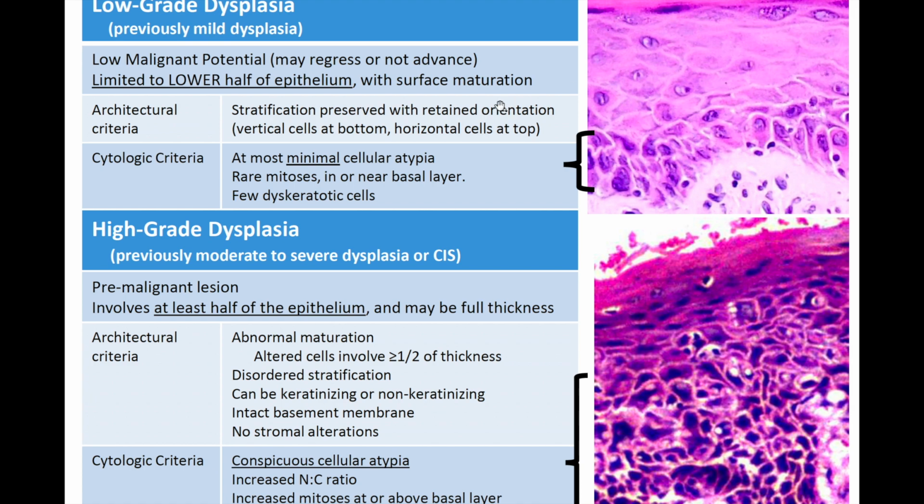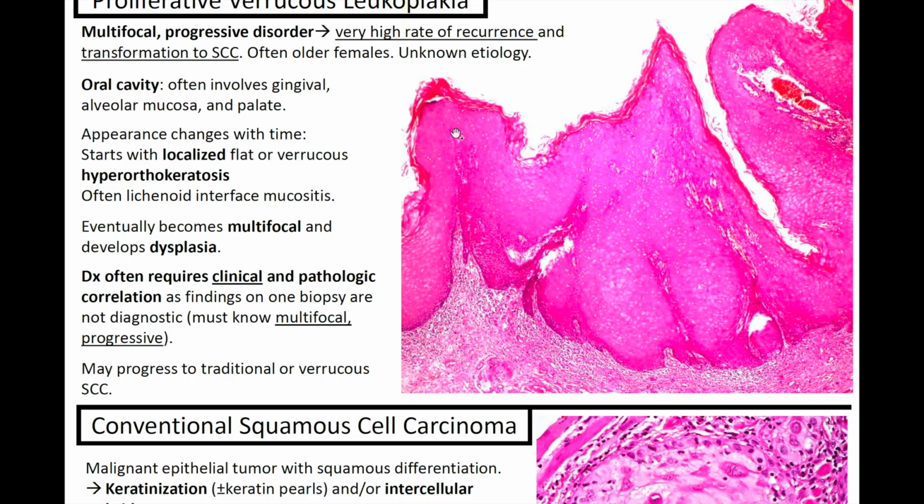And remember, while these notes are for the upper aerodigestive tract, a lot of these concepts, like I said, can be applied to cervix and other areas in the body. So these are really just basic premises to approach your diagnoses with, so they can really be applied broadly. For architectural criteria, stratification is preserved with retained orientation. The cytologic criteria, at most, there's minimal cellular atypia in low-grade dysplasia, and mitoses are rare with few dyskeratotic cells.